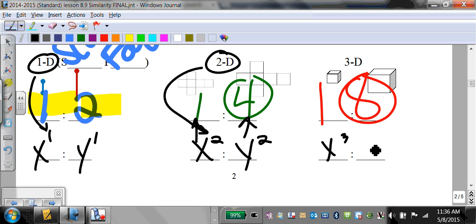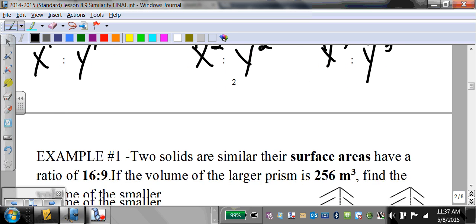This is going to be X to the third, Y to the third, because we're in the third dimension. So 1 times 1 times 1 gives us 1. 2 times 2 times 2 is 8. Bingo. When you change dimensions, you change your exponential ratios. We're going to do 2 problems together.